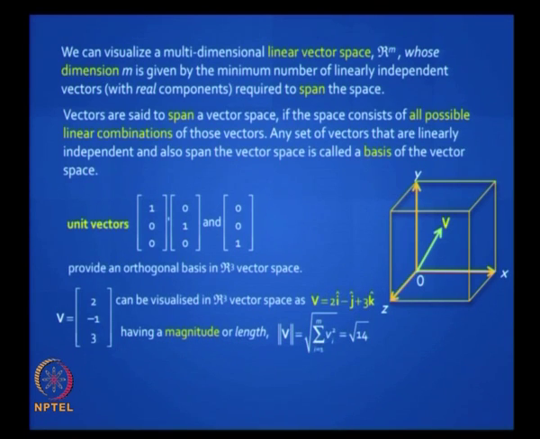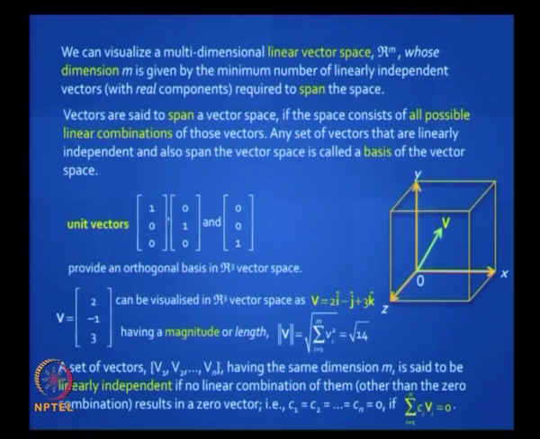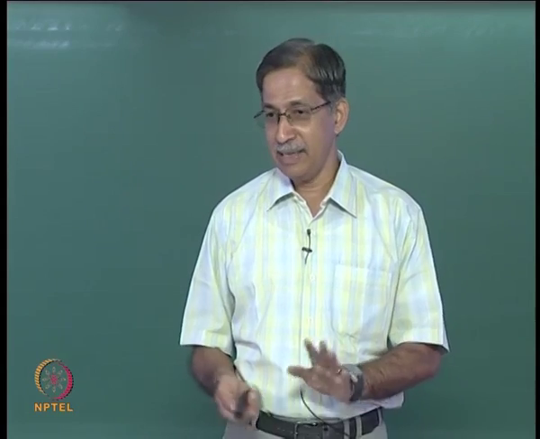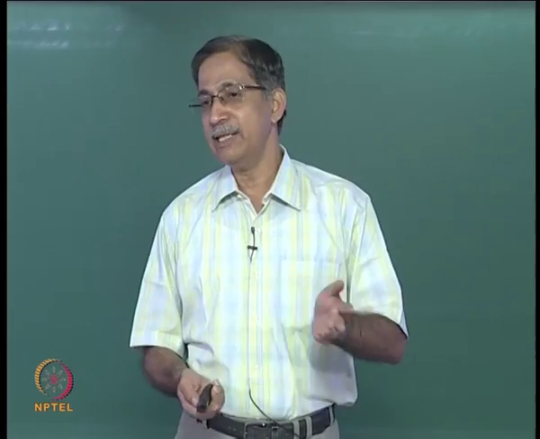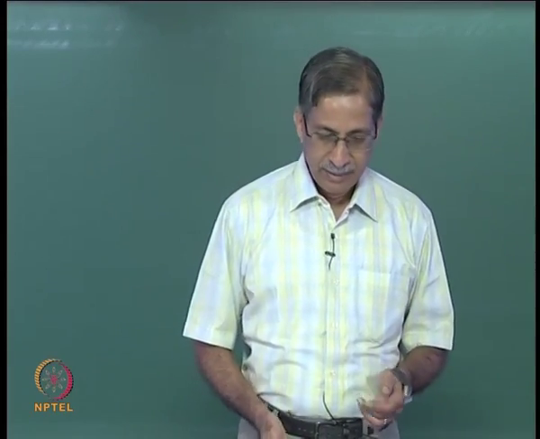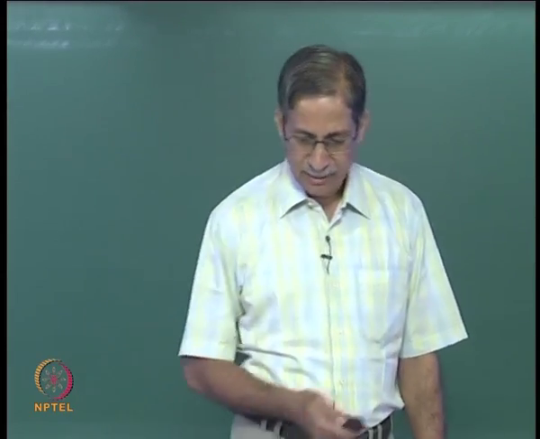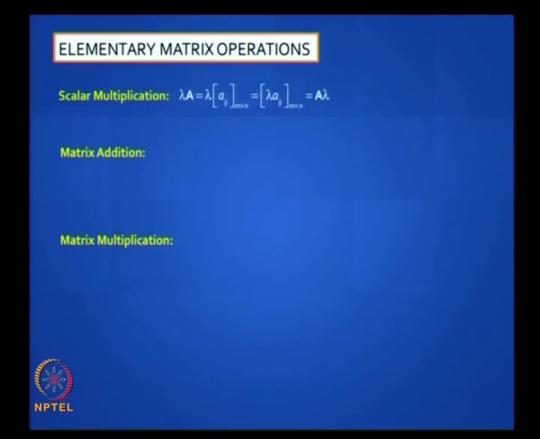So vectors are meaningful, and a set of vectors v1, v2 to vn having the same dimension m is said to be linearly independent if no linear combination of them other than the 0 combination results in a 0 vector. That is the proof whether you really landed up with linearly independent vectors, otherwise you have a problem because there is a correlation between vectors. Elementary matrix operations, I will go very fast, you are familiar with it. You have scalar multiplication, the scalar is never shown in bold, so lambda is a scalar.